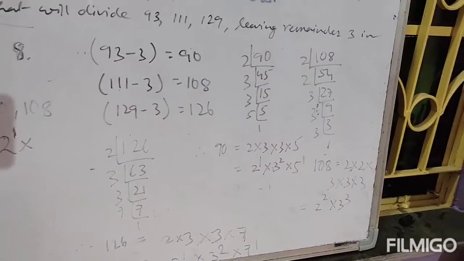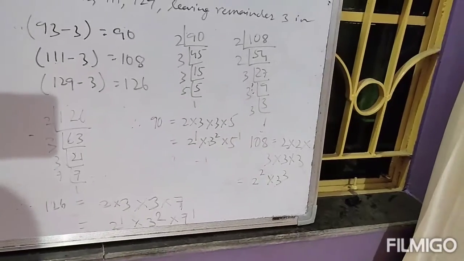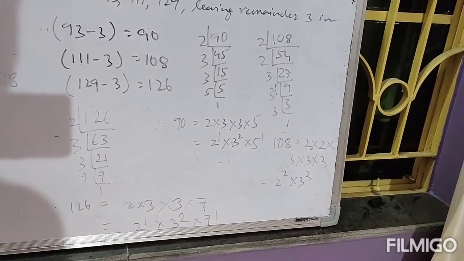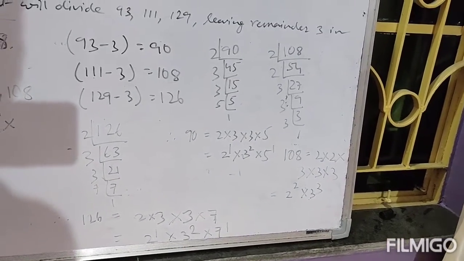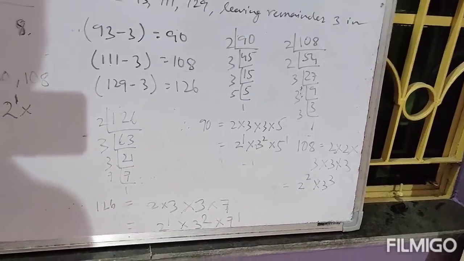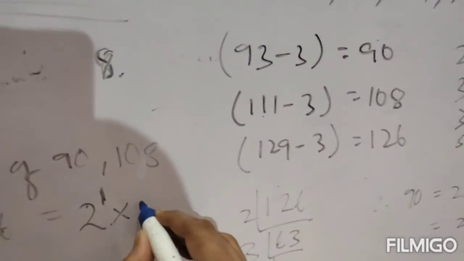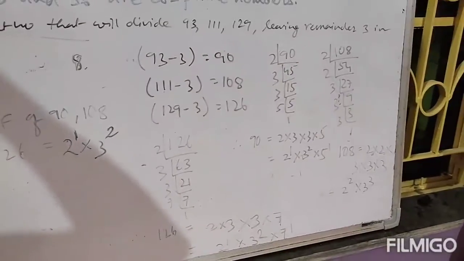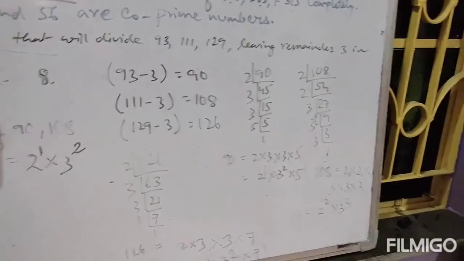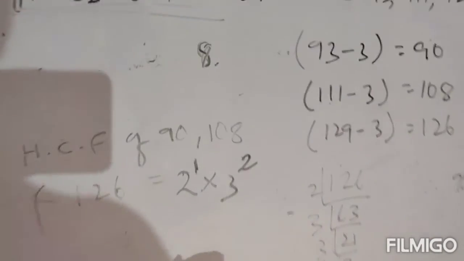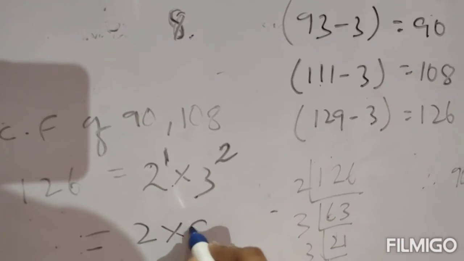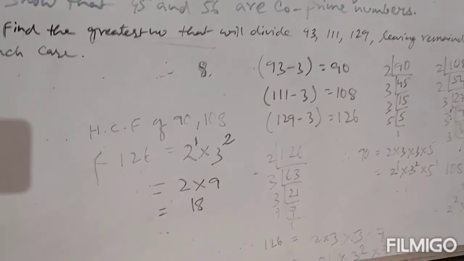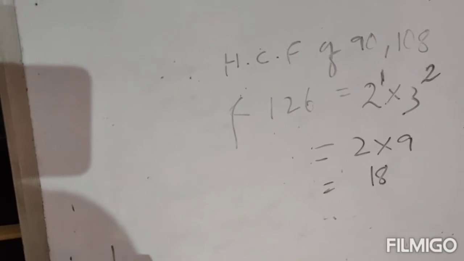Now check if any common number is present except 2 or not. In 90 there is 3, in 108 there is also 3, and in 126 there is also 3. But look carefully, the smallest power of 3 is 2. Clear? So we will choose common number 3 and smallest power 2. That will be your HCF. There is no common number present between these 3 numbers except 2 and 3. So your HCF will be 2 into 3 square, means 18. Therefore HCF will be 18. Therefore your answer is 18. So the greatest number will be 18. Clear?